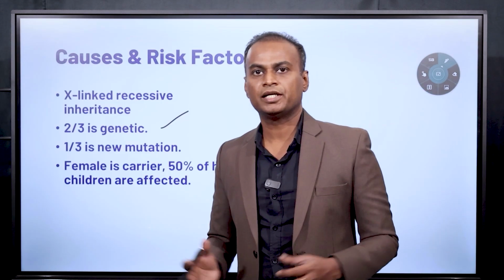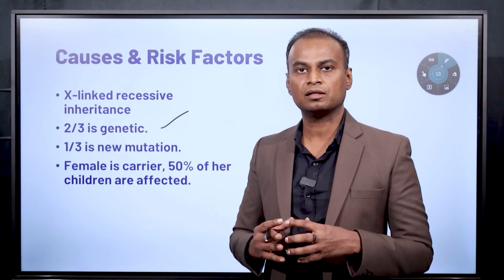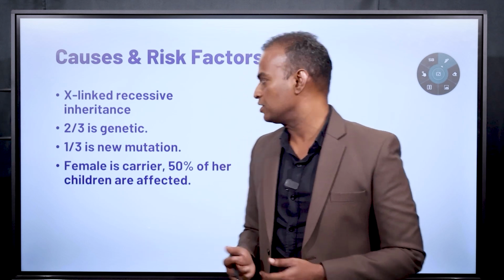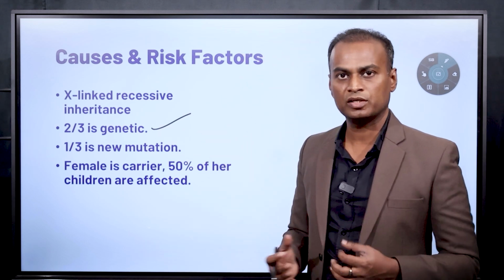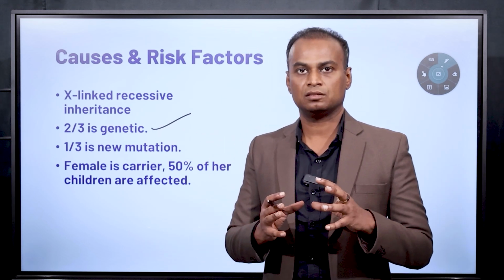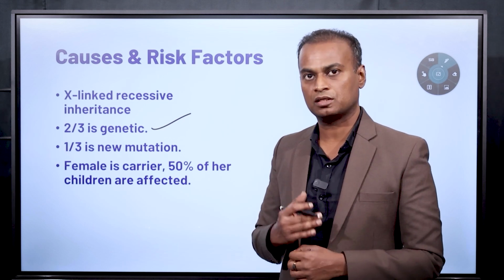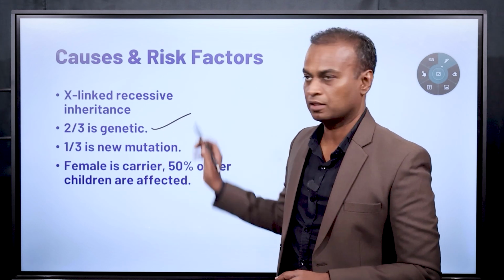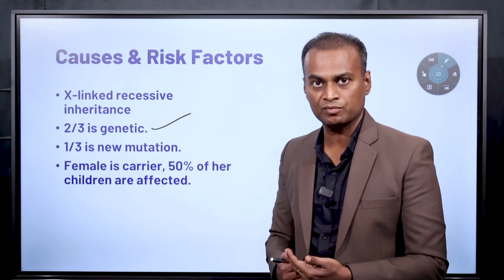And it is two-thirds genetic. What I mean by this is, if the mother is a carrier of the disease, two-thirds of the patients have a genetic background. Out of every 3 patients suffering from Duchenne muscular dystrophy, 2 got the disease from the mother. Okay, it is inherited from the mother.